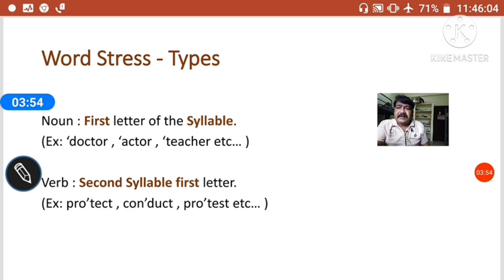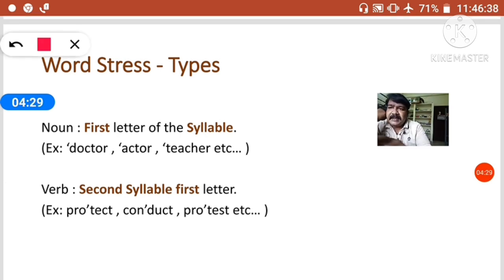See here, let us see the first one, noun. In the nouns, the stress mark appears at the first letter of the syllable. For example, there is a word doctor, right? You can see here, doctor. Where can we keep the stress in the noun? This is a common noun. Fine. The first letter where I have kept the stress, here you see I put at D, right?